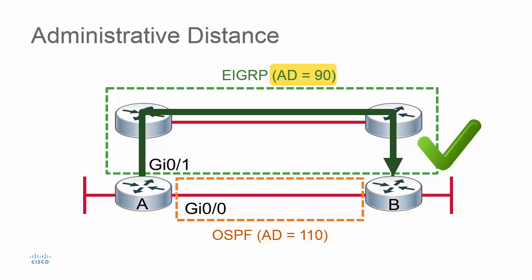To sum it all up, administrative distance is the first criteria that a router uses to determine which routing protocol to use if two protocols provide routing information for the same destination. It is a measure of the trustworthiness of the source of the routing information. Keep in mind that the administrative distance has only local significance. It is not advertised in routing updates.